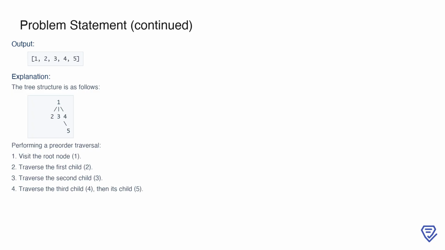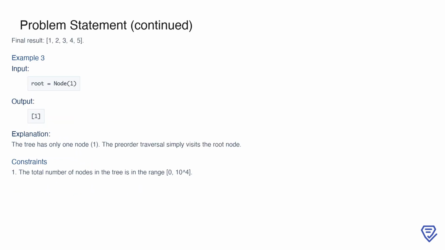We start by visiting the root node, 1. Next, we traverse its first child, 2, and then move to the second child, 3. After visiting 3, we go to the third child, 4. Since node 4 has a child, 5, we visit it before completing the traversal. This example highlights how we always prioritize visiting a node and its descendants before moving to the next sibling. In this example, the final result of the traversal is 1, 2, 3, 4, 5.